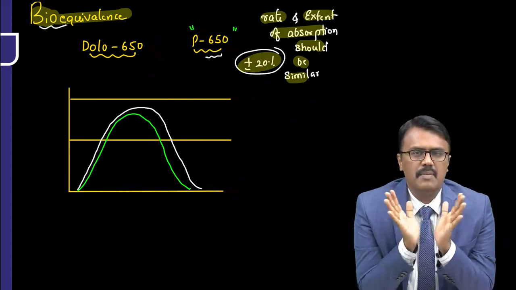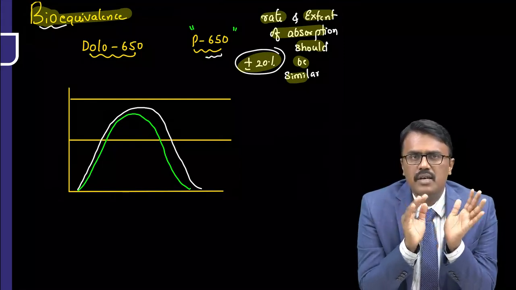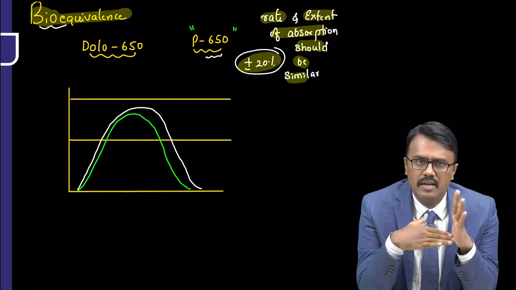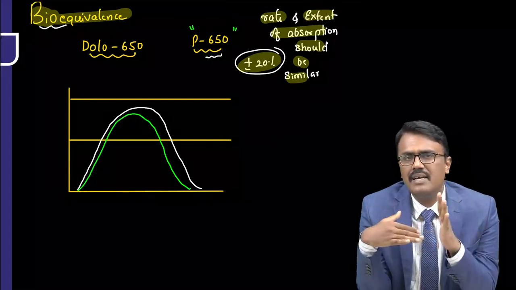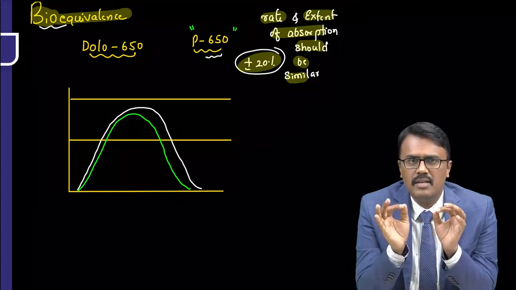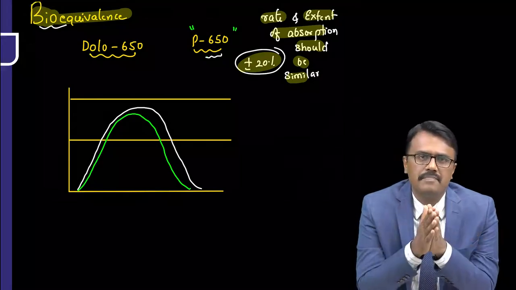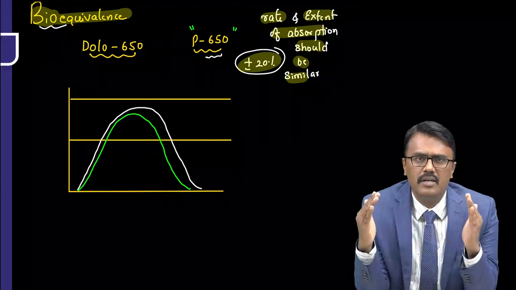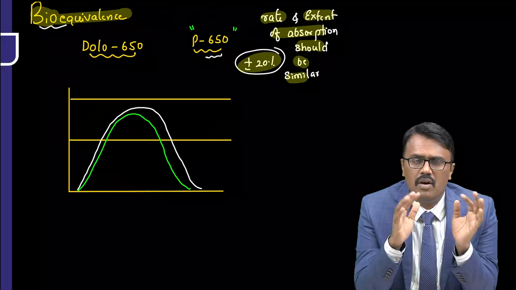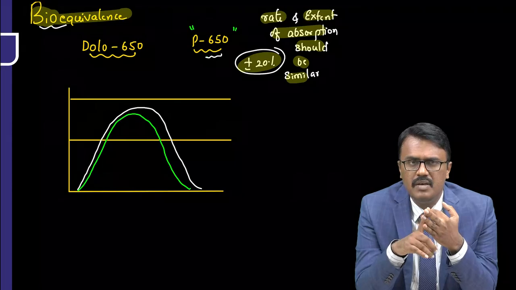Let me summarize these things. We are dealing with a bioavailability graph. Whenever you think of the graph, think of what is there in the y-axis and what is in the x-axis. Y is plasma concentration, x is the time. Rate of absorption is given by Tmax, extent of absorption is given by area under curve. If you want to increase the area under curve, you have to increase the absorption or decrease the first pass or decrease the metabolism, decrease the excretion of the drug.